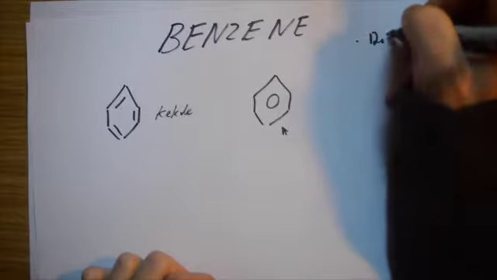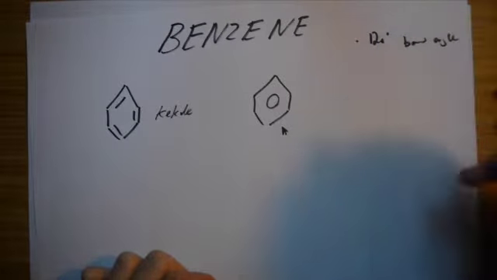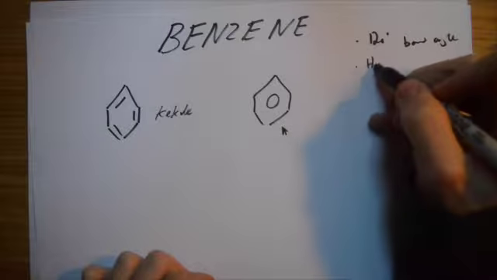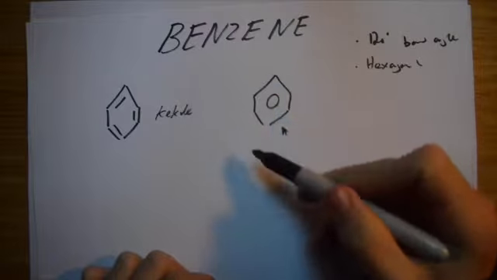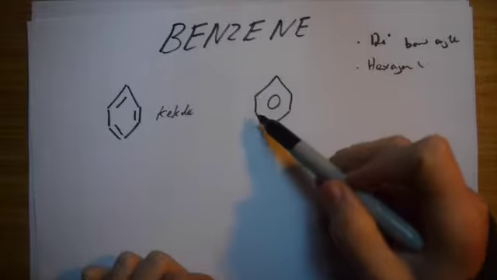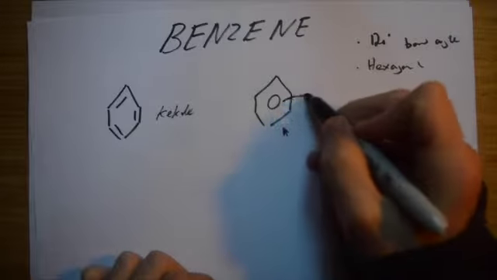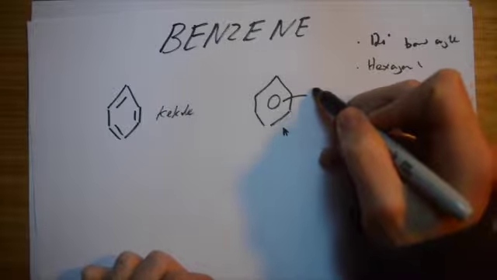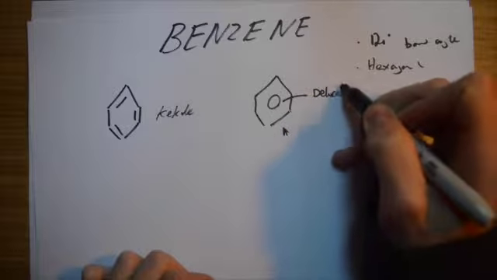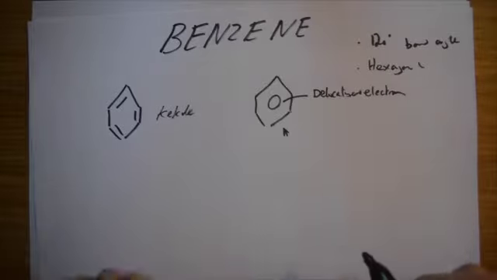There's a 120-degree bond angle. It's hexagonal, meaning it basically has 6 carbons, so you can see 1, 2, 3, 4, 5, 6 in a hexagon shape. And just for future reference, this circle here represents a ring of delocalized electrons, which I'll talk about in more depth later.